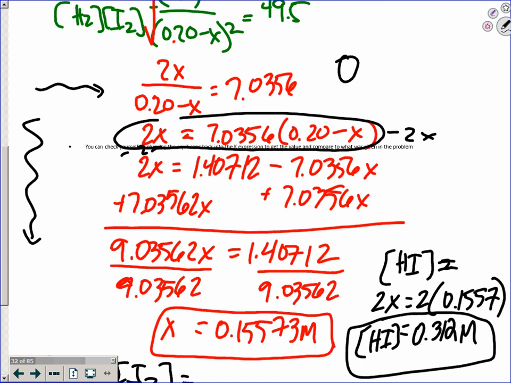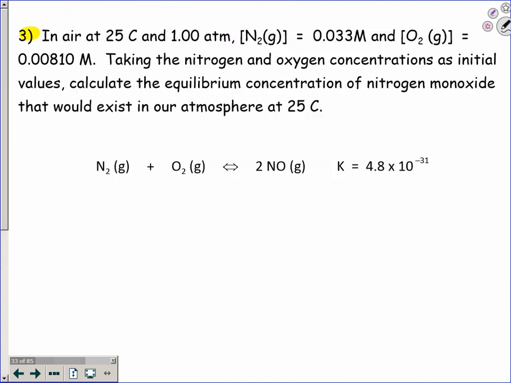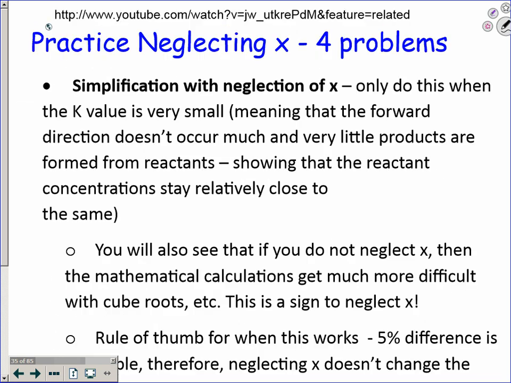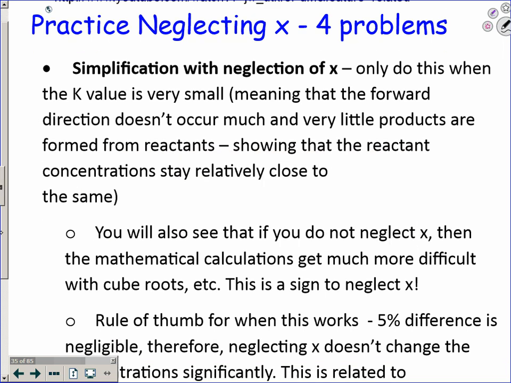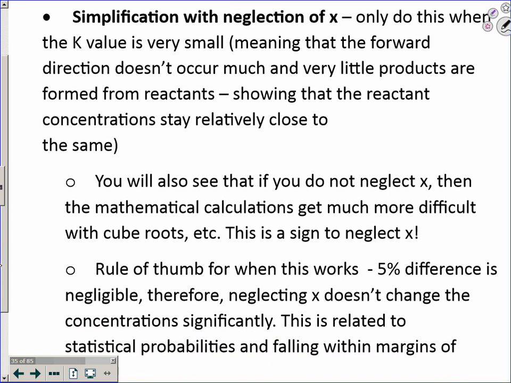Let's go to neglecting X problems. I think I've got one or two of those I want to do now. Very quickly, please read why we would neglect X. This is going to be the key signs for when you would neglect X. So take a minute and read that. This is stuff we did speak of yesterday and today a little bit.